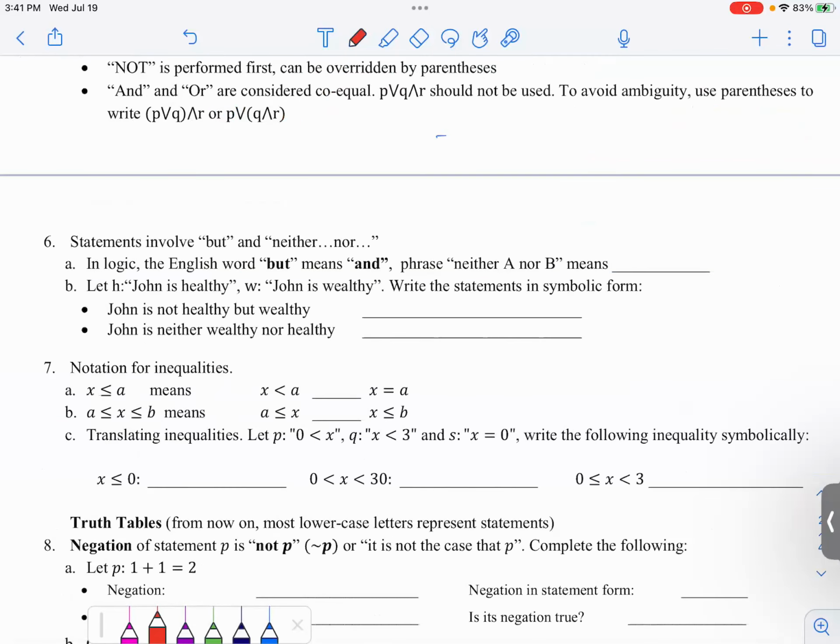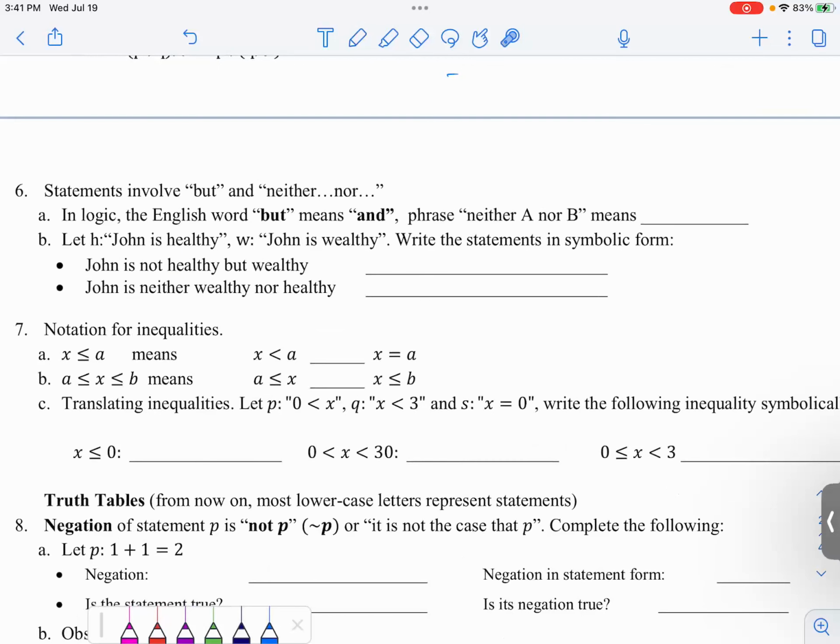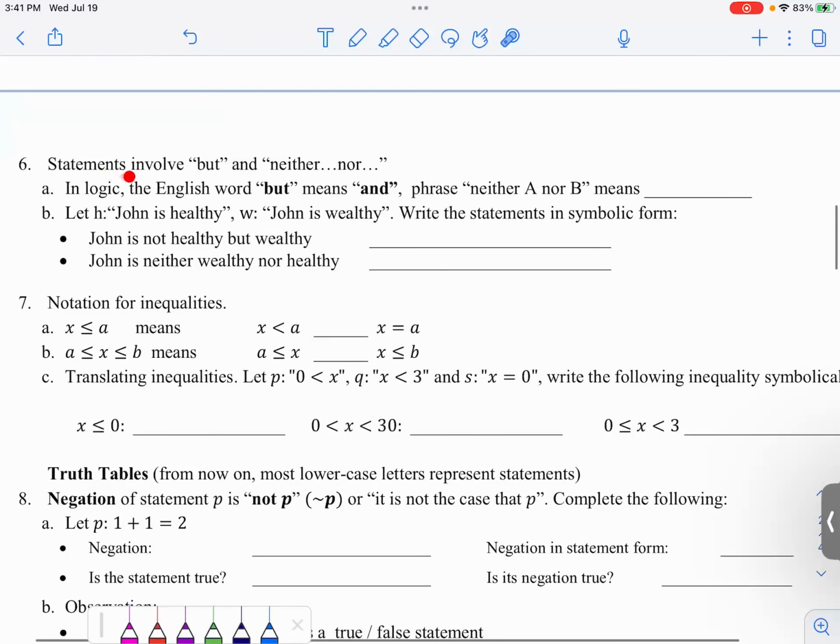Now let's take a look at another example. Statements involve but and neither nor. In logic, the English word but means and. I hope that makes sense.